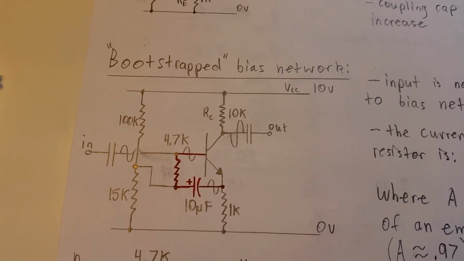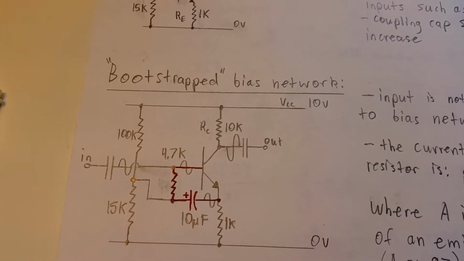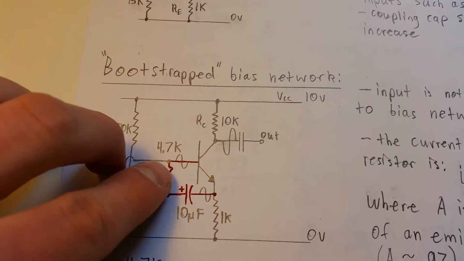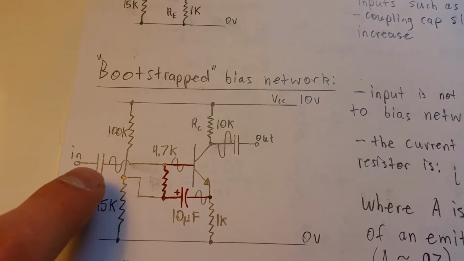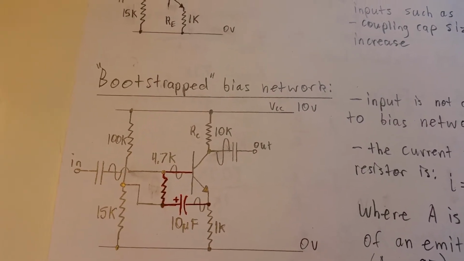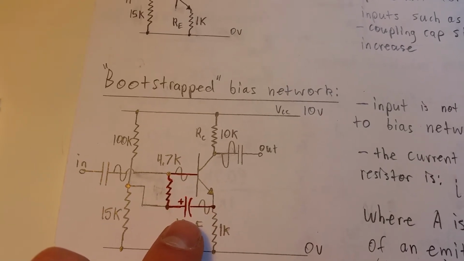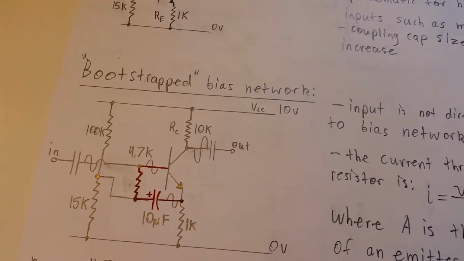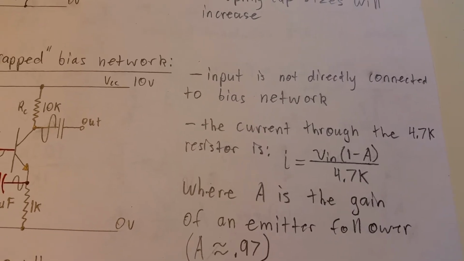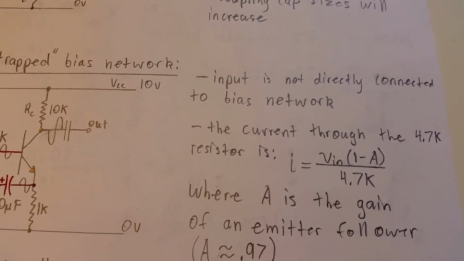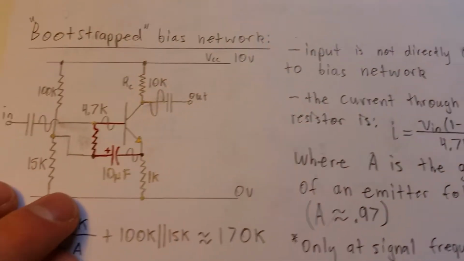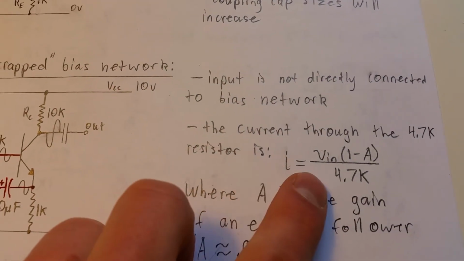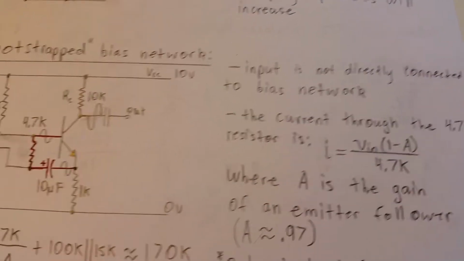So one way around that is to bootstrap the input, or what they call bootstrapping, which is basically where you isolate this bias network off with another resistor, so the signal will appear across that resistor first. Then, using positive feedback, you take a signal off the emitter and couple it to the other end of that resistor. And what ends up happening is that the input is not directly connected to the bias network, and the voltage across this resistor is very, very small.